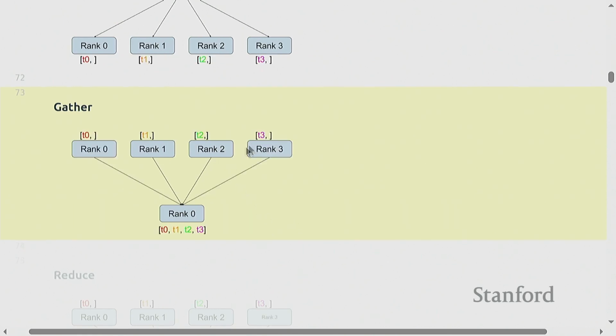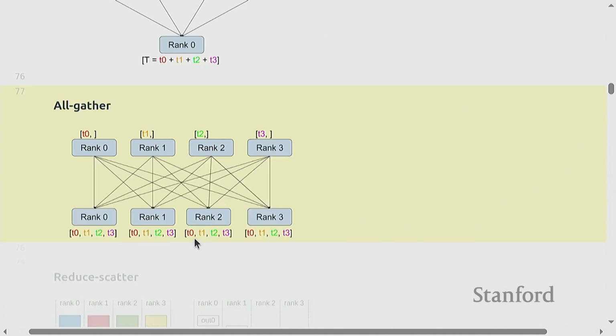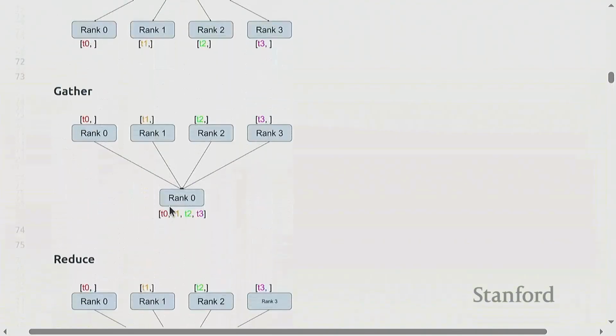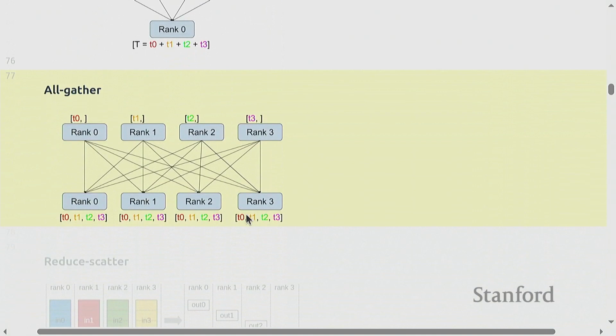Gather is sort of the inverse of scatter, where you have each rank having a different value, and then you bring them all together onto one rank. Reduce is the same as gather, except instead of concatenating, you add them. All gather is the same as gather, except you just do it for all the destinations. Gather was just rank 0, or rank 1 or rank 2, or any individual rank.